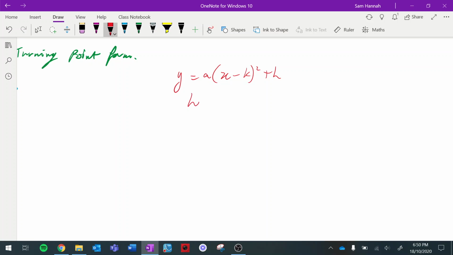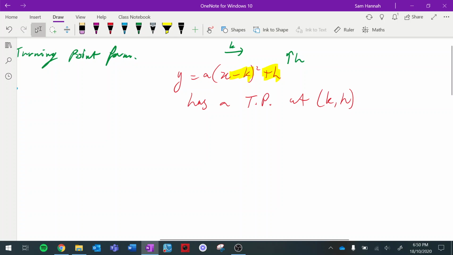Okay, that has a turning point at k, h. In other words, because there's a minus sign here, because it's a minus k, that strangely takes it into the positive direction, k units. And because we've got a plus h, that takes this whole graph up h units from the original graph. You might also remember that a just determines if it's upside down and how wide it might be.